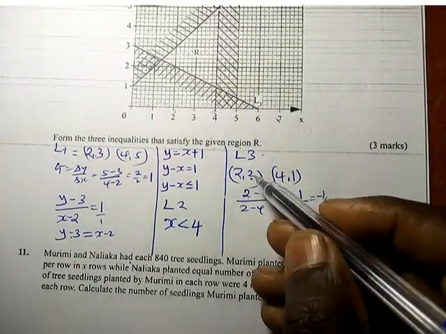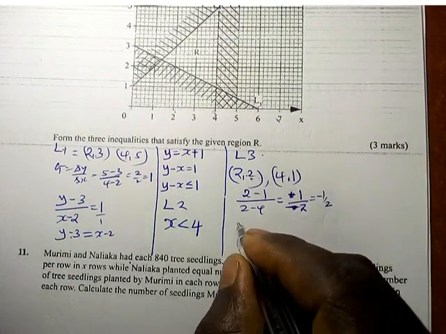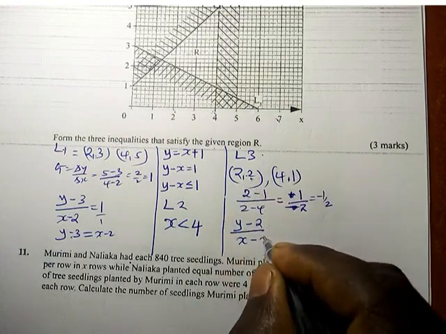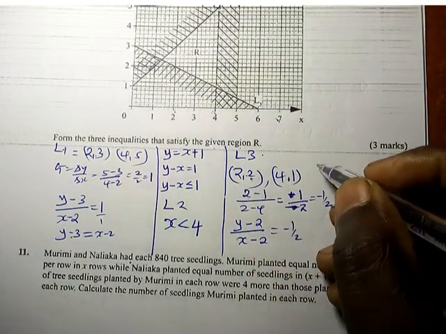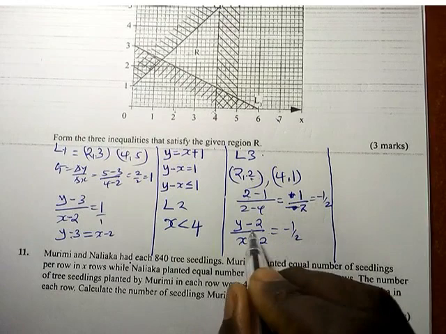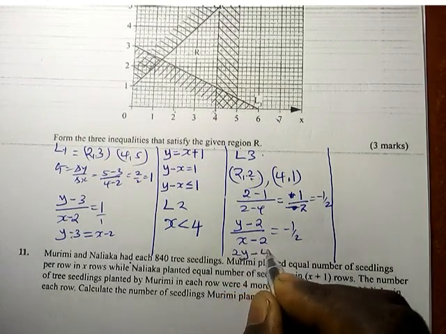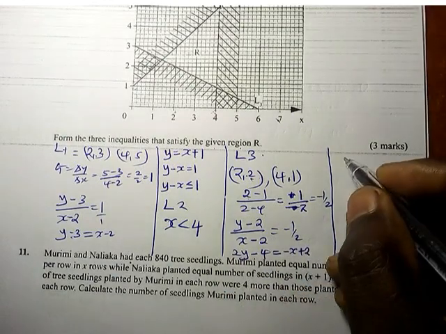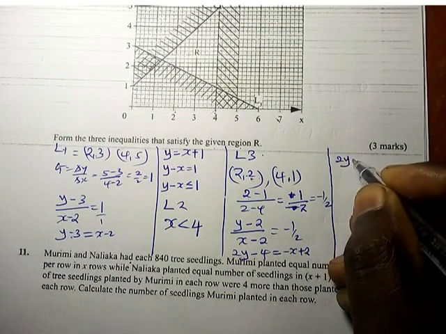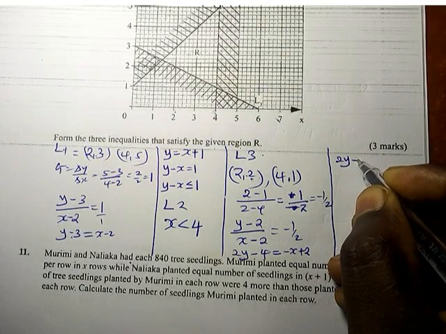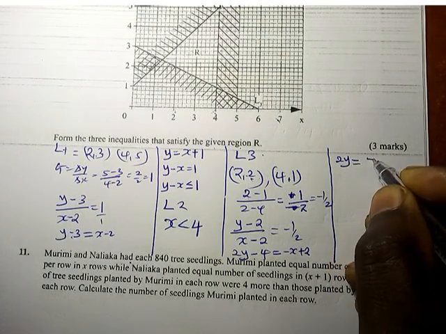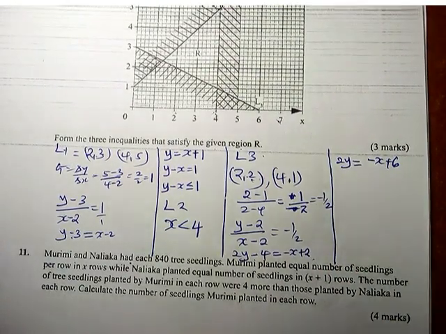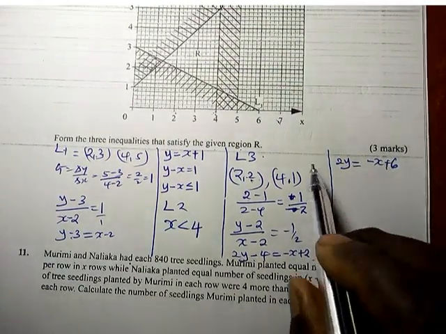After getting the gradient, take 1 point and get the equation. So y minus 2 over x minus 2, the answer is negative a half. So this one is going to be 2y minus 4 equal to negative x plus 2. That is 2y is equal to negative x plus 6. Ikikuja hapa tutaongeza. Kwa hivyo this is the equation of line L3.